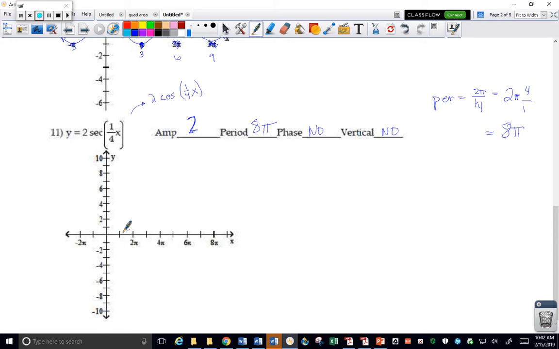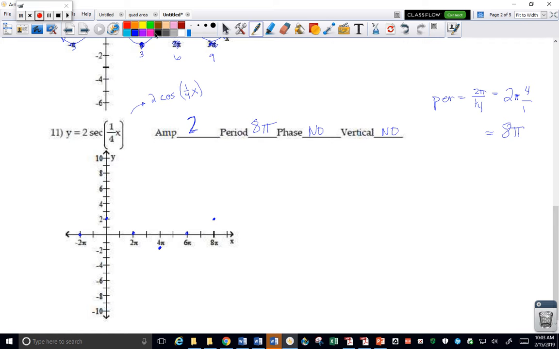So here's your midline. Cosine, it looks like, starts at 2, so here's the cosine at 2. And it ends at its maximum, so here's 8 pi, it's going to end at the 2. Okay, so maximum at the beginning, maximum at the end. Halfway is where it has a minimum. So that looks like -2 right there. In between a max and a min is a 0, so the zeros are at 2 pi and 6 pi. Probably over here at -2 pi as well.